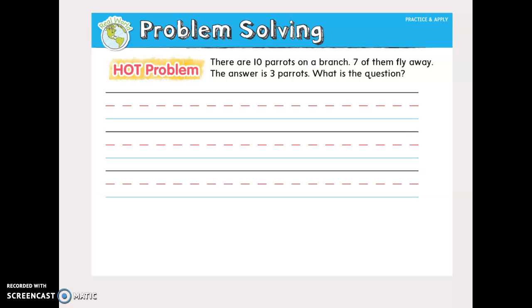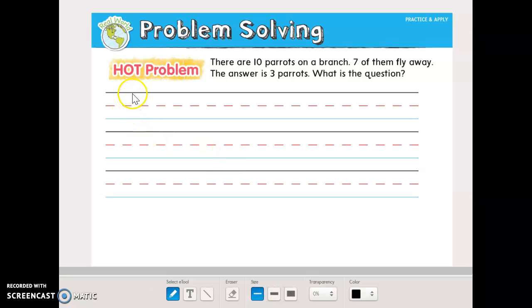Okay, we're on the hot problem of the day. There are 10 parrots on a branch. Seven of them fly away. The answer is 3 parrots. What is the question? All right, so we're going to do this 2 different ways. I'm going to use the writing tool, but I'm also going to type. But first, I'm going to write the problem. It said we have 10 parrots, so 7 are going to go away. All right, so let's go ahead and redo that. I'm going to erase that. We're going to come back up here and erase that answer.